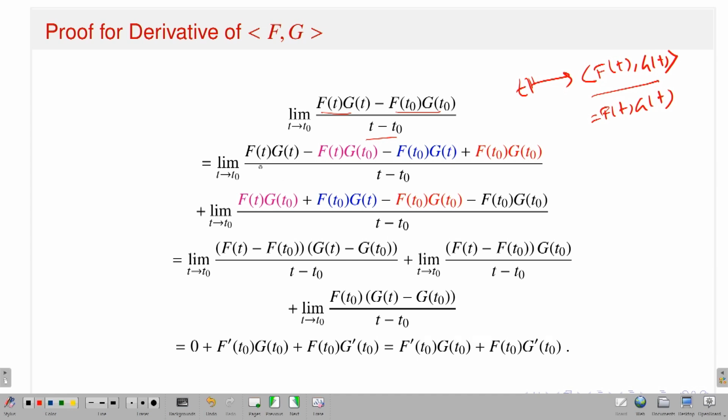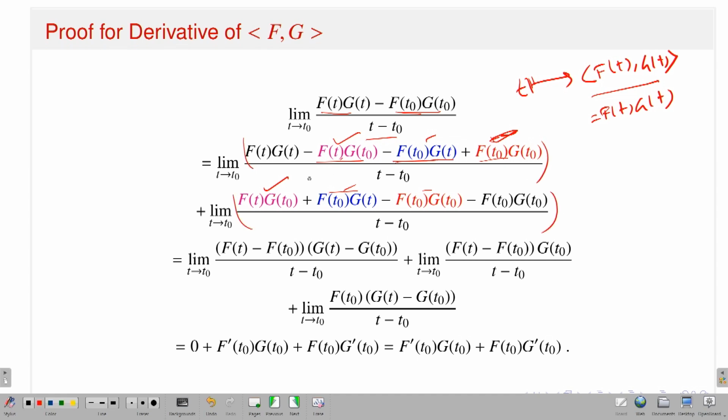Okay, so what I have done is, I am subtracting capital F(t) G(t naught) and adding this term. So these and these get cancelled, I am subtracting and adding. Then these and these get cancelled, I am adding and subtracting. So the full term is nothing but capital F(t) times capital G(t) minus capital G(t naught). I have just added a couple of terms and subtracted a couple of terms. That's it. Then I make this group and I make this group.